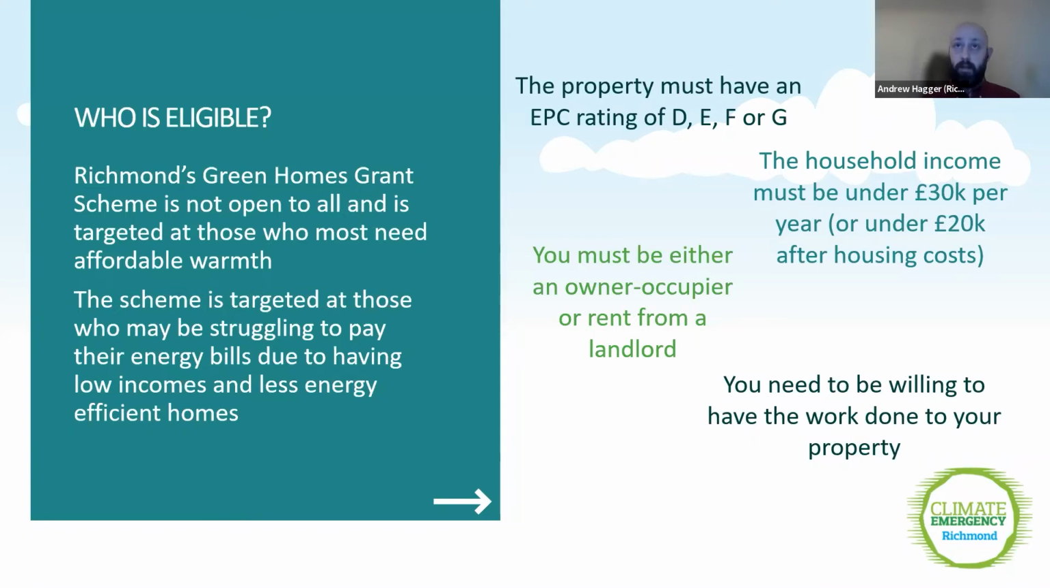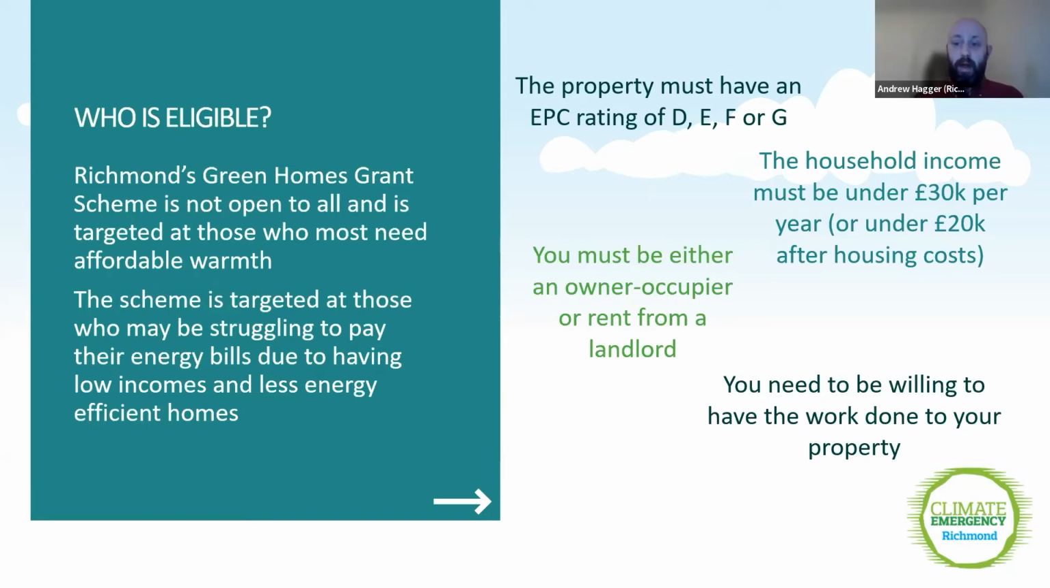So there's an EPC rating as one criterion, and the household income must be under £30,000 per year, or under £20,000 once you take off housing costs. So that would be rent, mortgage, things like that. And you must either be an owner-occupier or rent from a landlord. And also, crucially, you need to be willing to have the work done to your property.